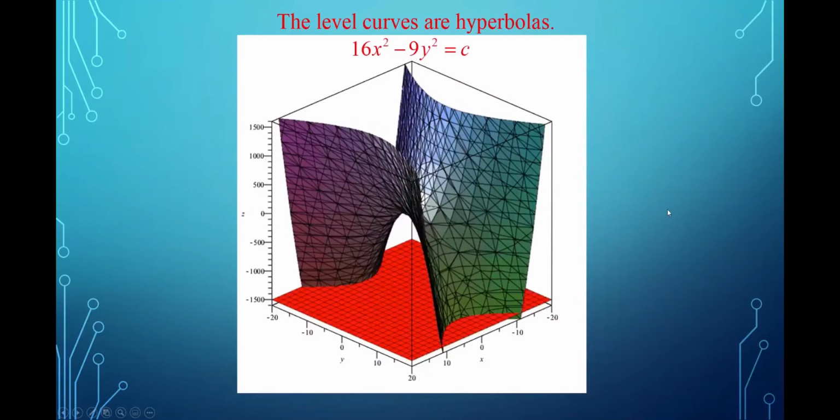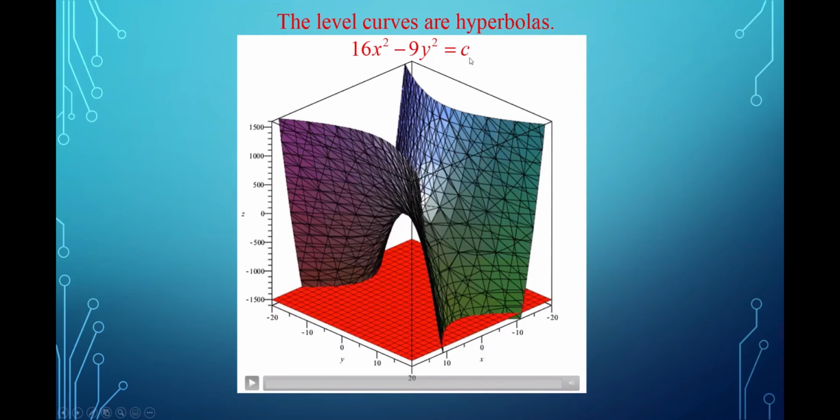Now back to the level curve. So here we're looking at my hyperbolic paraboloid again. 16x squared minus 9y squared equals a constant would be the equation of the level curve, where that constant is whatever z equals in the equation of the plane. So here we've got the plane down at z equal to negative 1500. So the actual hyperbola, here's one branch, here's the other one, opening in the y direction, would be 16x squared minus 9y squared equals negative 1500.